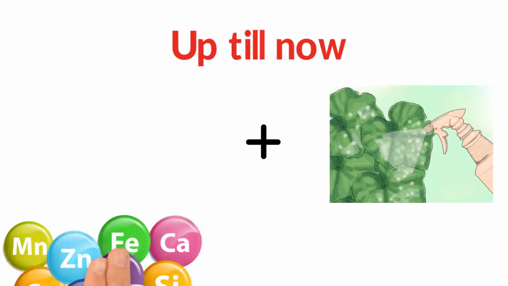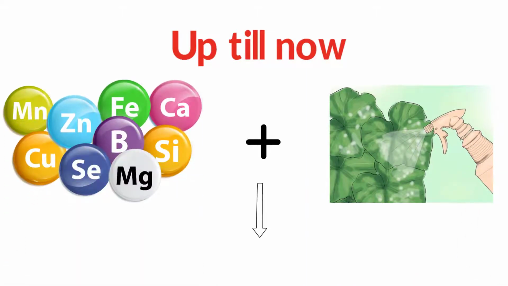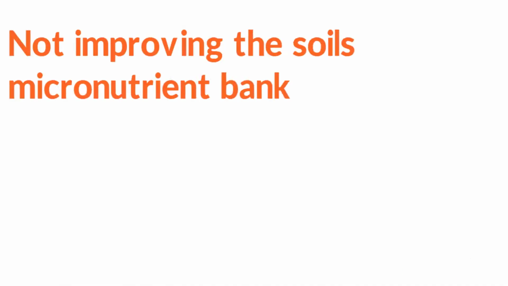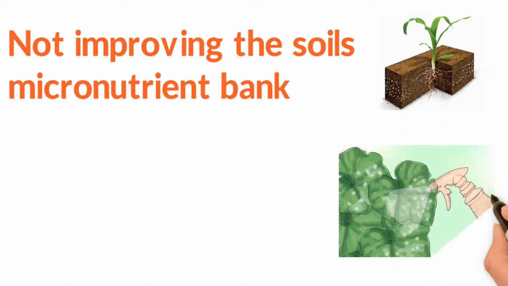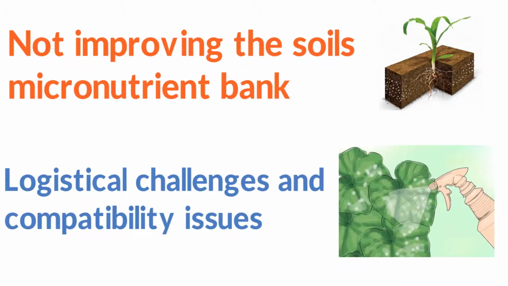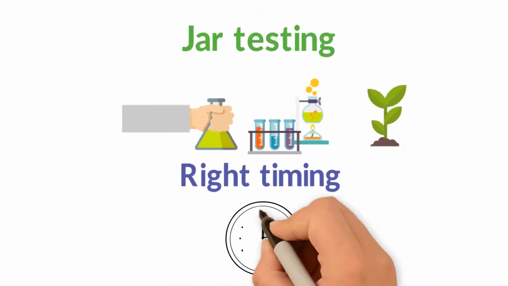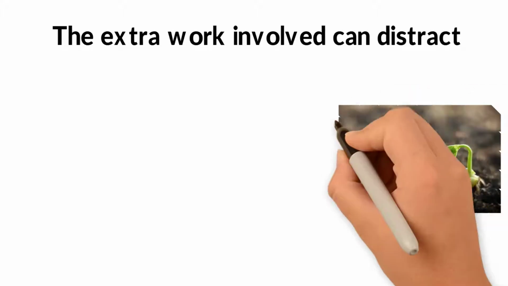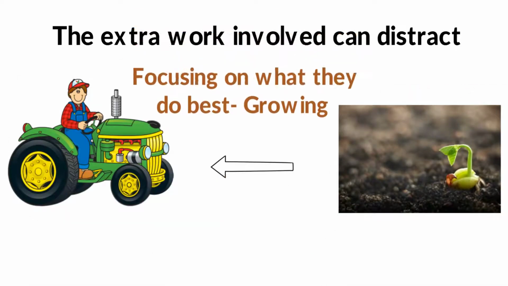Up till now, foliar feeding and impregnation of micronutrients has been the way to go. Aside from not improving the soil's micronutrient bank, foliar feeding the crops comes with its logistical challenges and compatibility issues. Jar testing, right timing, and the extra work involved can distract growers from focusing on what they do best, growing a healthy crop.